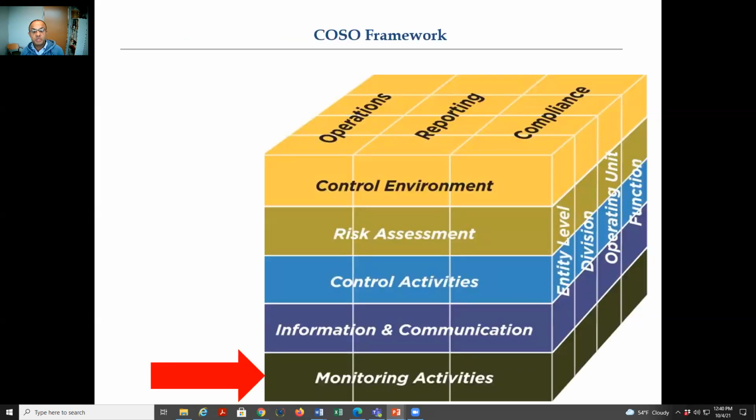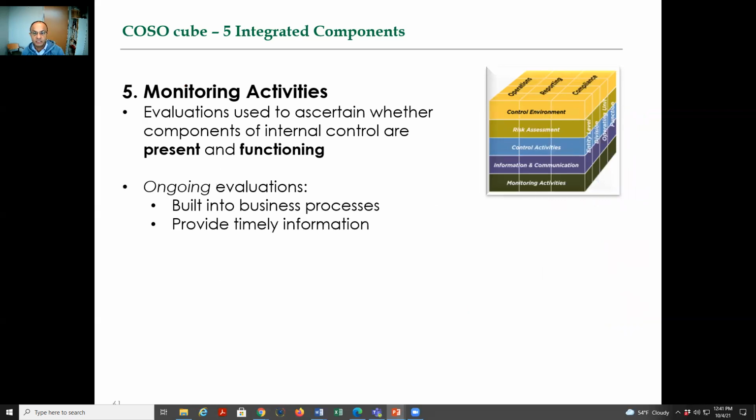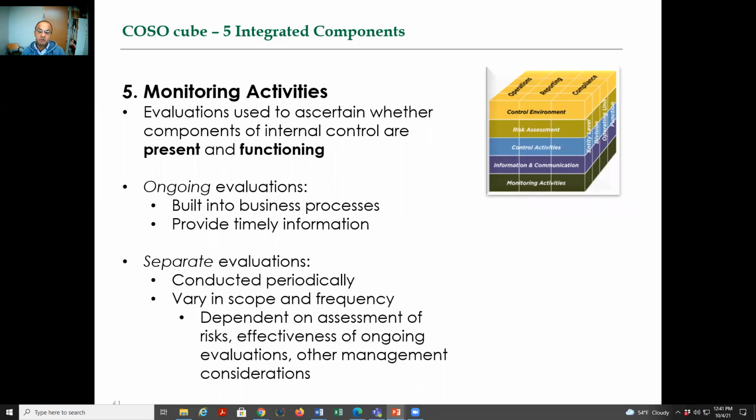Monitoring, and this is what we usually do through the internal audit department that comes on a quarterly basis to check that all the functions are working correctly and on time. So we make an ongoing evaluation, which is built into the system process and can check every transaction to ensure that the information is correct. And we make a separate evaluation, which is mainly done by the internal audit department.